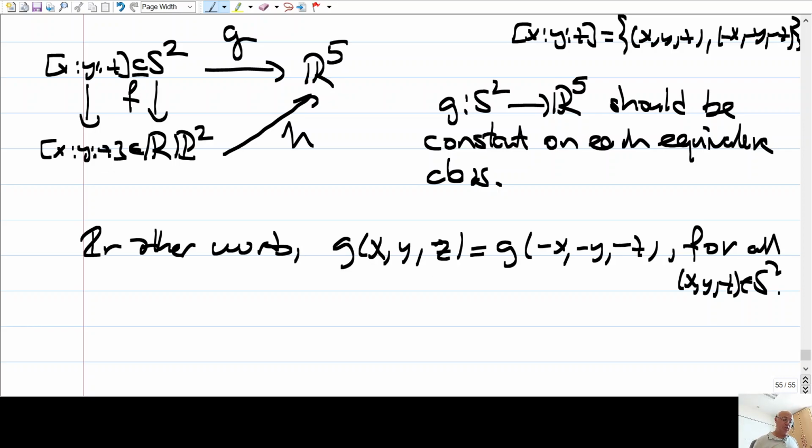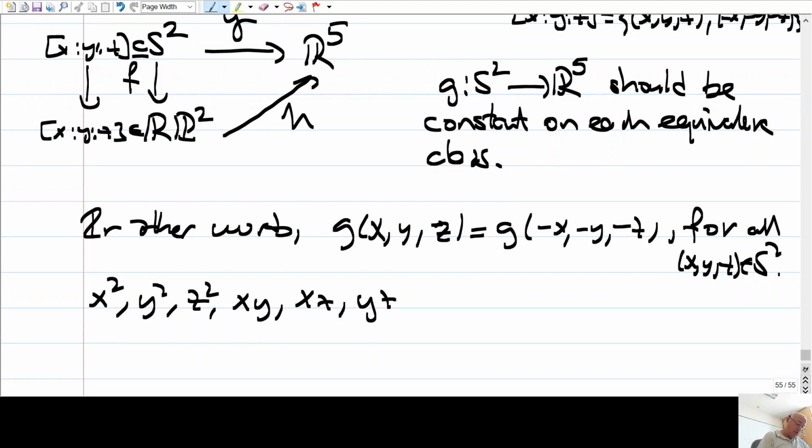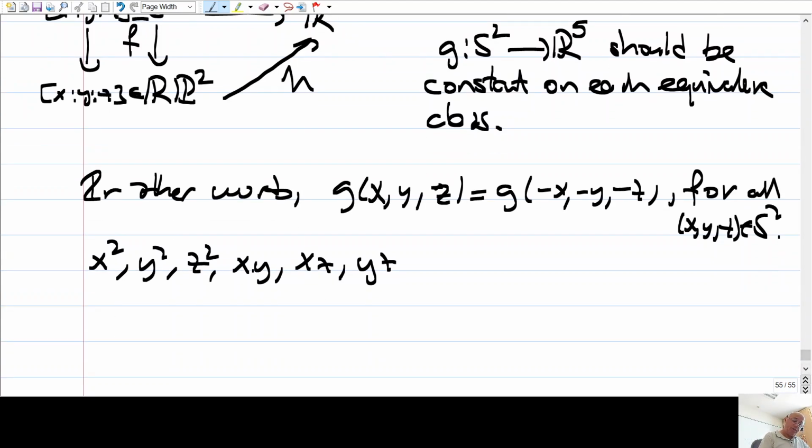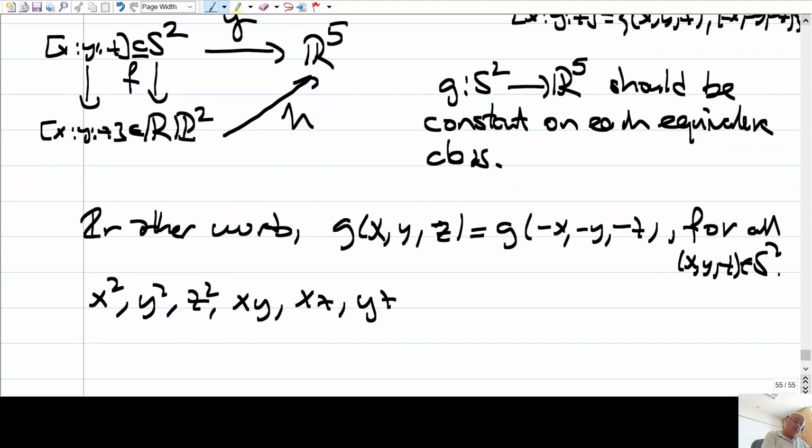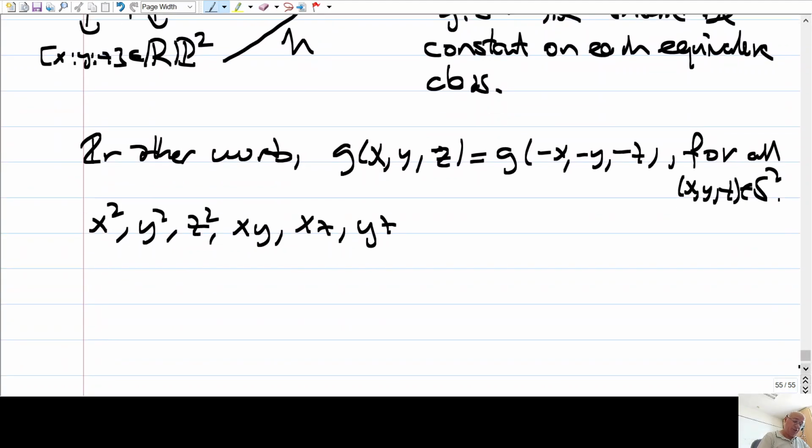Do we know such functions? I mean, which satisfies this? Well, of course we have, right? For example, x squared is such a function. If you replace x with minus x, nothing changes. Y squared, z squared, xy, xz, and yz, right? All second order polynomials are like this. So I may use these guys to define G.